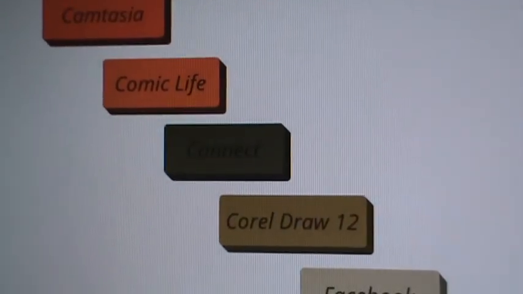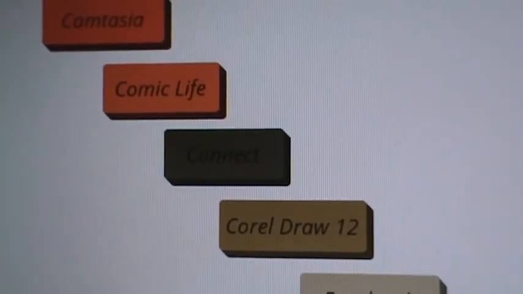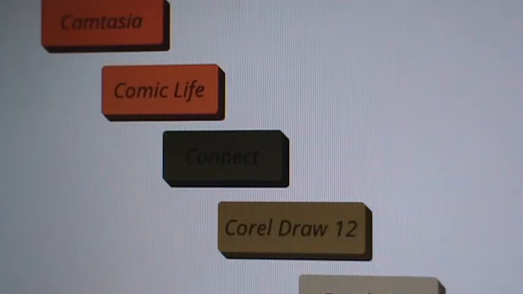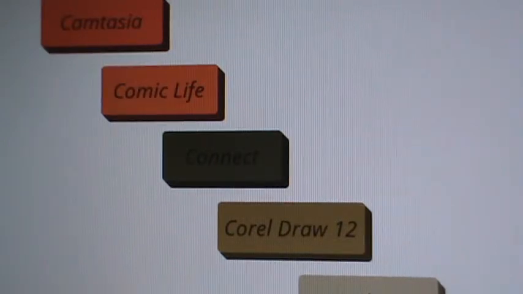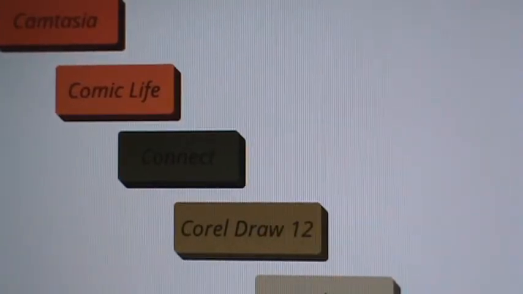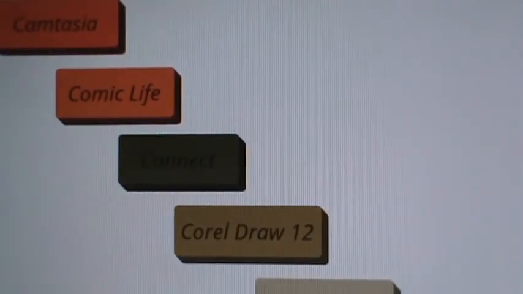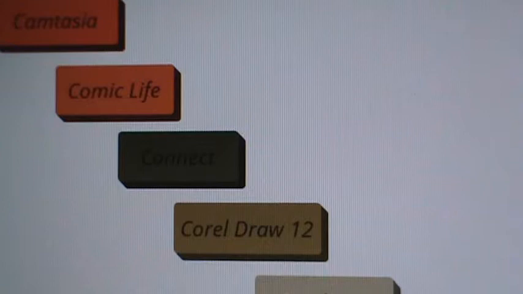Next, Comic Life. That was with you, Frank, in 511. I had a chance to create a digital comic, and that was a lot of fun. I really enjoyed that. So hats off to you for creating that assignment. Very interesting and lots of fun.